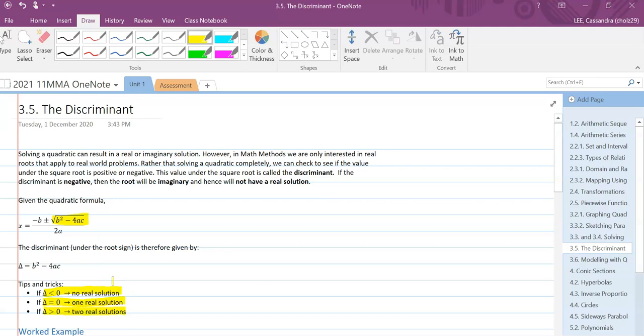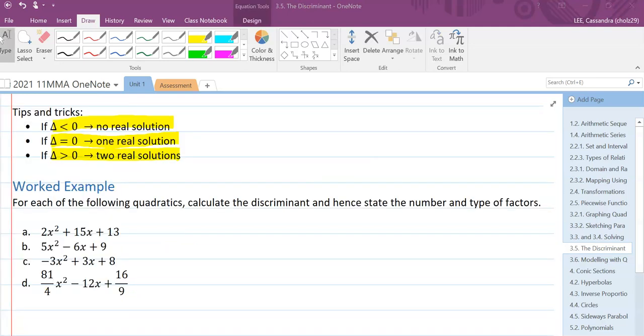So let's see how we use this discriminant now. For each of the following quadratics, we're going to calculate the discriminant and then we're going to state the number and type of factors. Do we notice here how it's not actually asking us to solve what the quadratic is, but rather to determine what the discriminant is? Having a look at this first example here, we have 2x squared plus 15x plus 13.